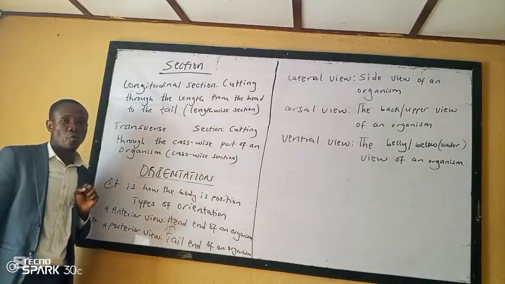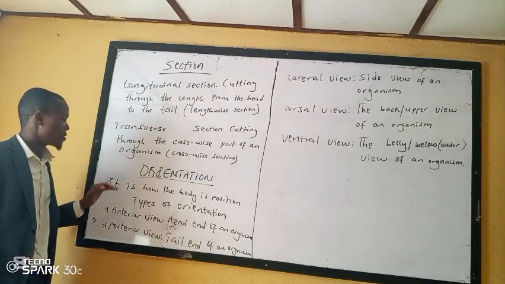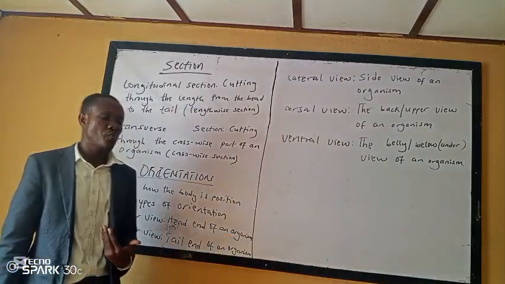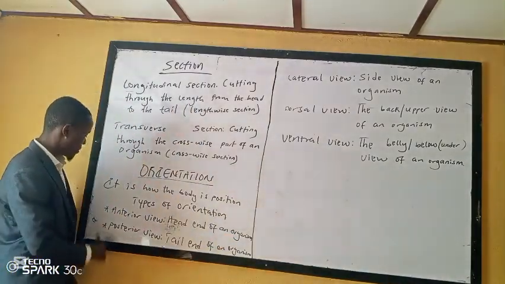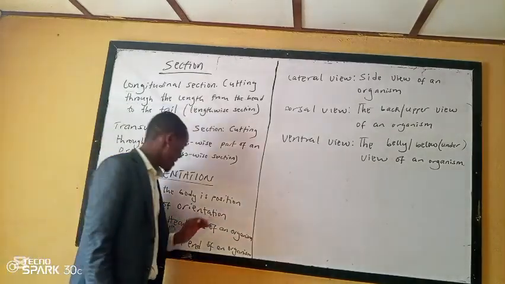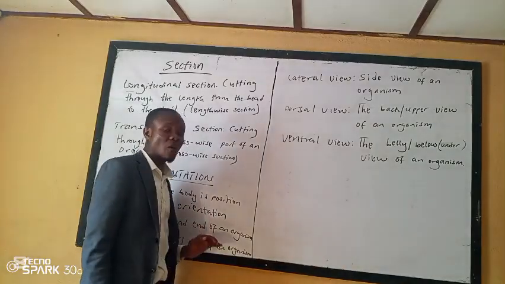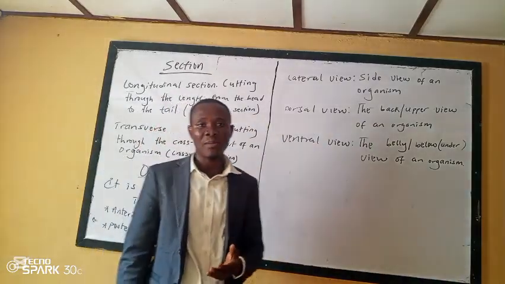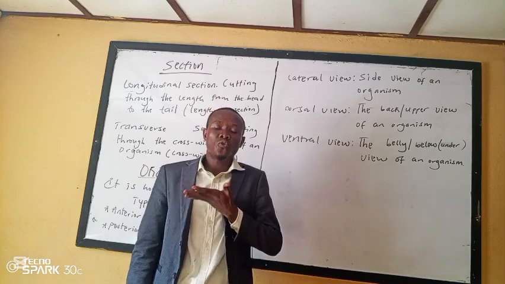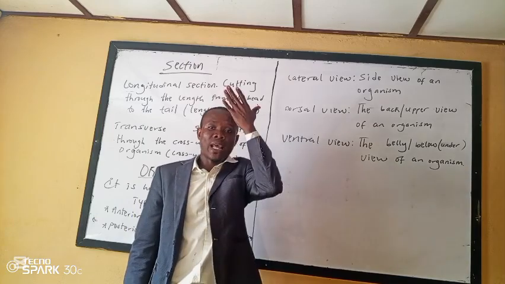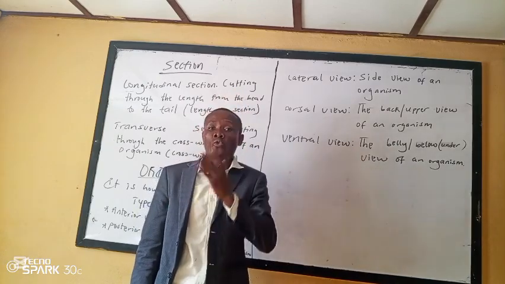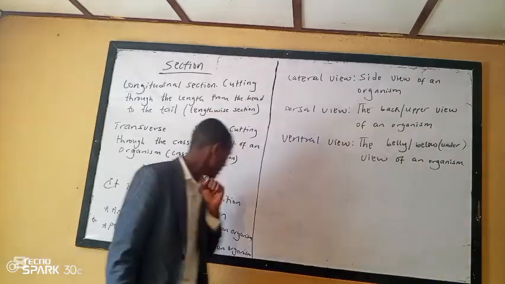Next, we have orientation. We talk about how the body is being positioned. If I stand this way here, based on the first one that we have here, which is the anterior view, we talk about the head end of an organism. For example, if you are being asked to draw the anterior view of me standing here, you draw from this point towards the head. From the middle upwards, or around here upwards, you draw towards the head.